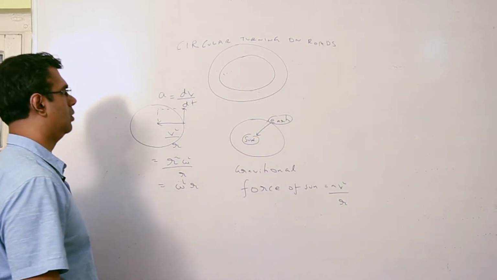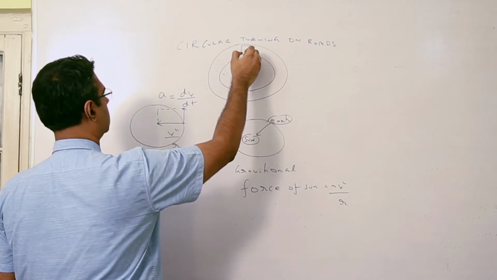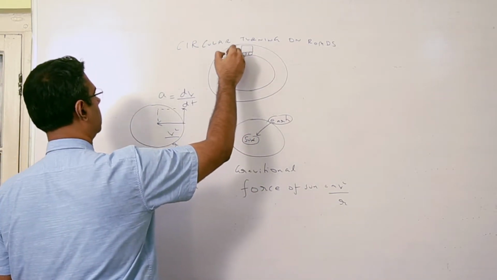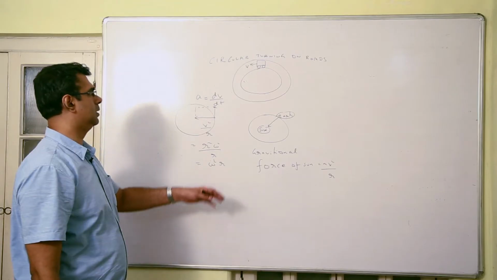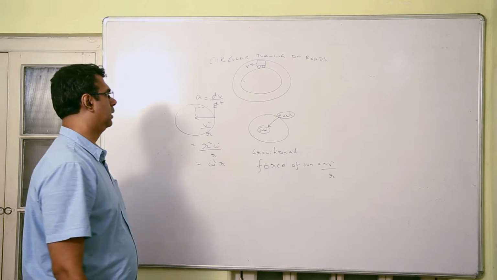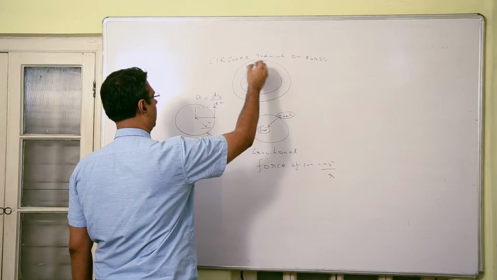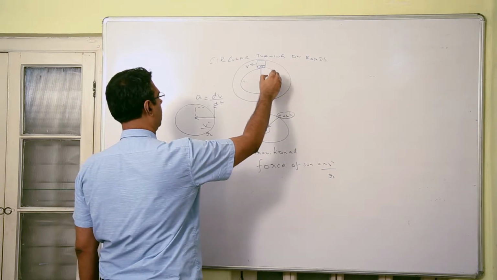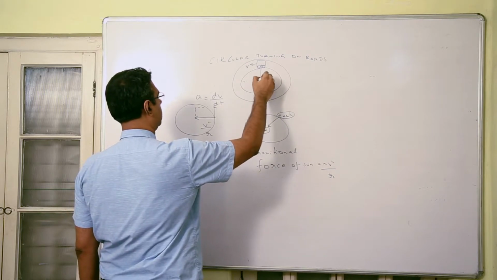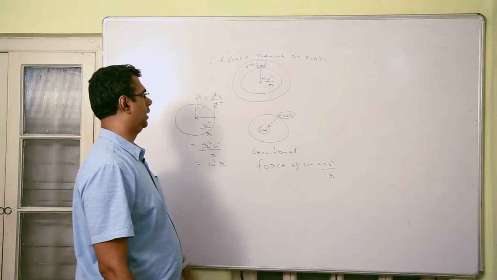Suppose there is a road with a circular turning, and let us say that there is a vehicle, and for simplicity let us consider that this vehicle is traveling with a constant speed v. Because the vehicle is having a constant speed v and it is a circular turning, there has to be a centripetal force, and that is obviously mv square by r.